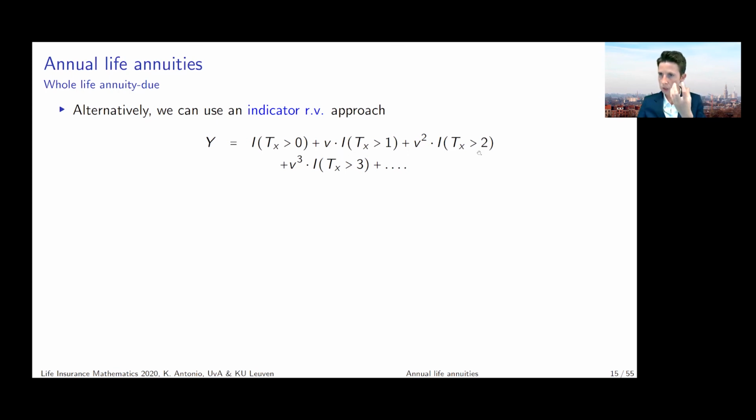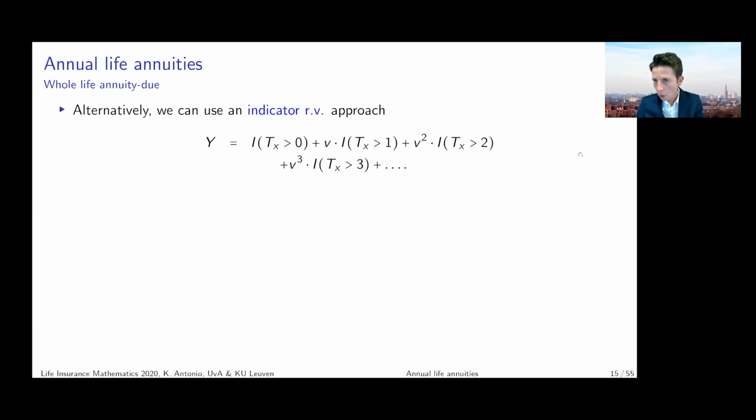This indicator is again returning a 1. So that gives me a payment at time 2, which I should discount to time 0. So that's the v squared here. And this indicator is also giving me a 1 because my policyholder would live for another 3.5 years, right? So this is again a 1, payment of 1 at time 3, which I should discount to time 0.